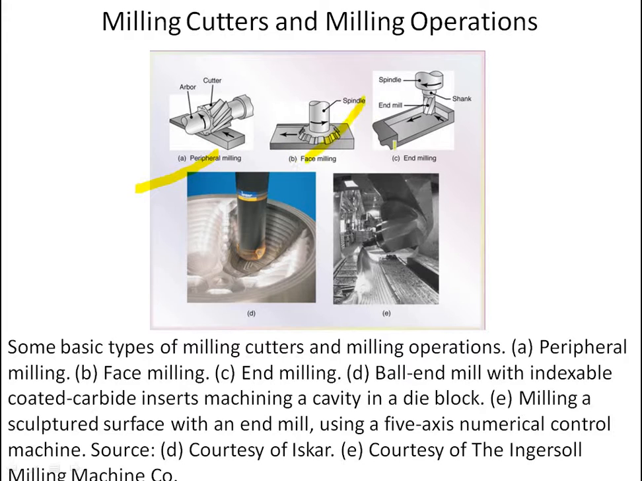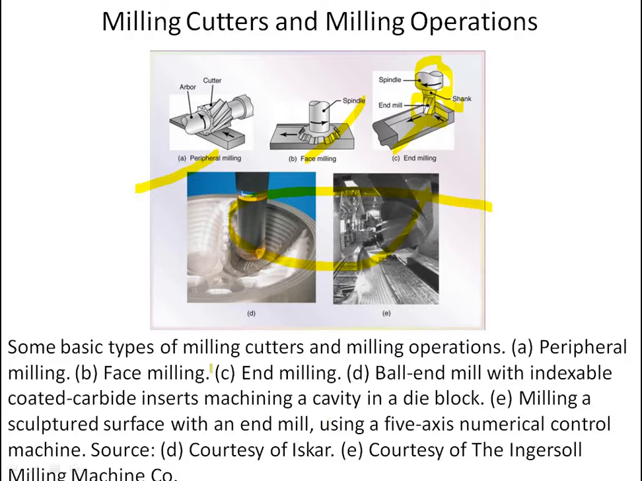Peripheral milling, face milling, end milling, and these are the types of milling. You all can see the spindle and the end mill. You all can see the shape of that end mill, and above that is a shank, and above that is a spindle. Okay, so this type will be a milling cutter. These are some basic types of milling cutters.